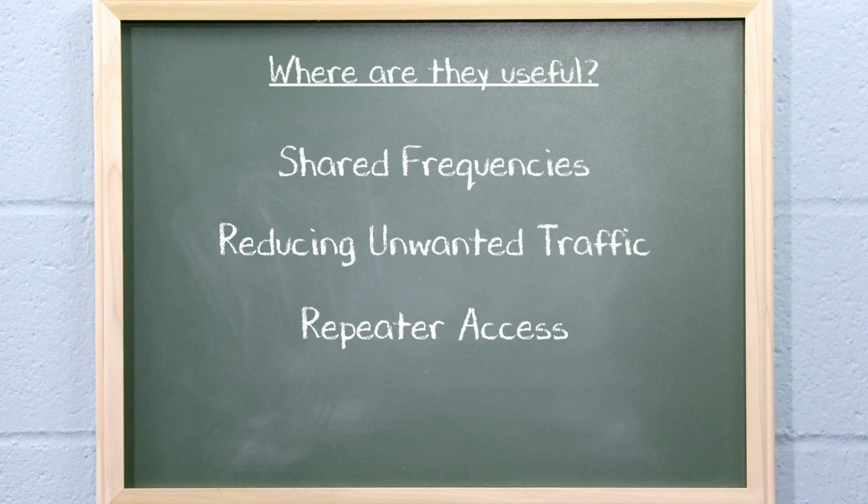Second, reducing unwanted traffic. If your radio is picking up other NXDN users or digital noise on the channel, setting a RAN code filters that out. And third, repeater access. Many NXDN repeaters are programmed to respond only to a specific RAN code. If your radio isn't using the correct RAN, it won't key up the repeater or pass audio.